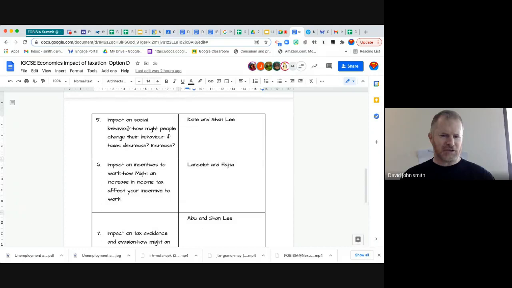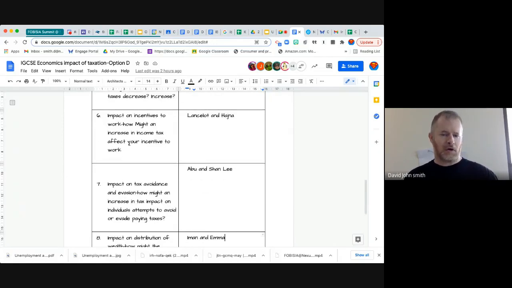Now, this next one's a bit tricky. The impact on social behavior. How might people change their behavior if taxes decrease? You have to think a little bit carefully about that, right? And how might their behavior change if taxes were to increase?